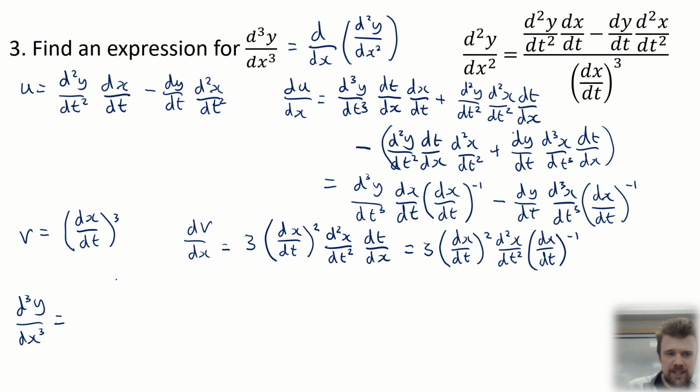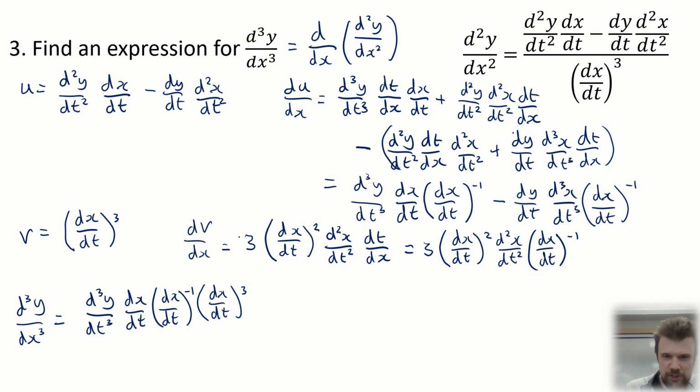we are going to get our du over dx times our v. So that is going to be, wow, okay, this is going to be pretty intense. We're going to have d cubed y over dt cubed, dx over dt to the power of minus 1. What I've written on the screen is correct. Times the v, which is dx over dt all cubed.